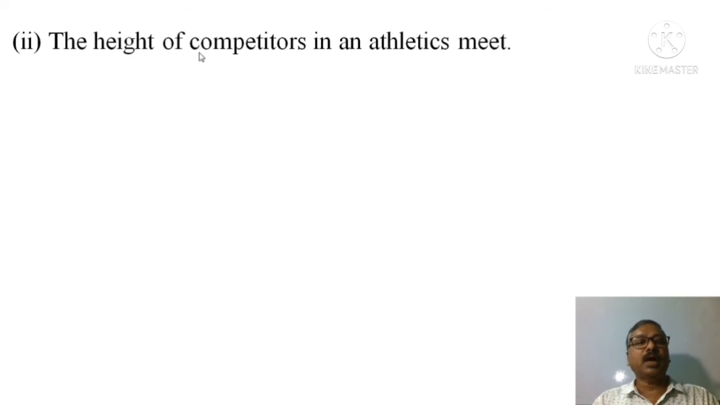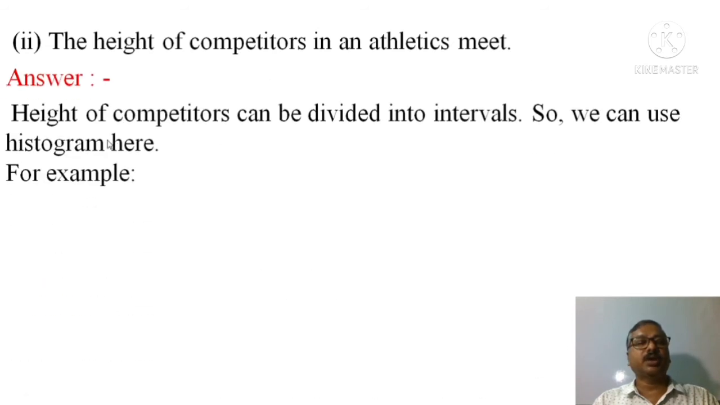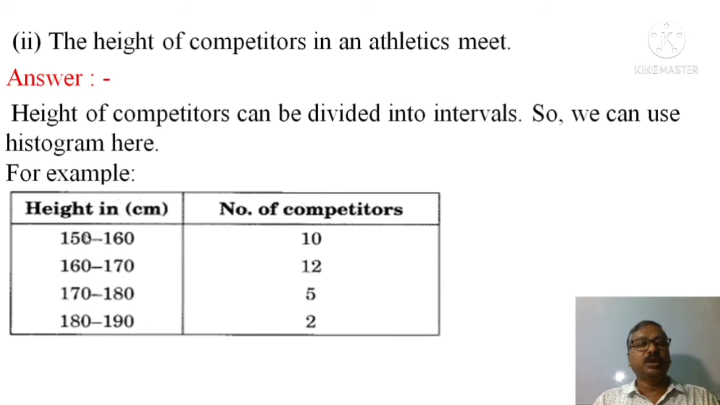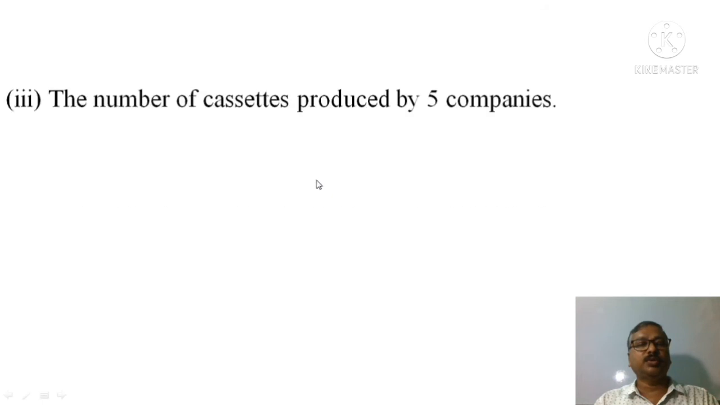Question number 2. The heights of competitors in an athletics meet. Here the heights of competitors can be divided into intervals, so we can use a histogram. For example, since we have to give a reason, heights in class intervals, say 150 to 160, there are 10 participants, 160 to 170, there are 12 participants, 170 to 180, there are 5 participants, 180 to 190, given in centimeters, there are 2 participants. So for this we can draw a histogram.